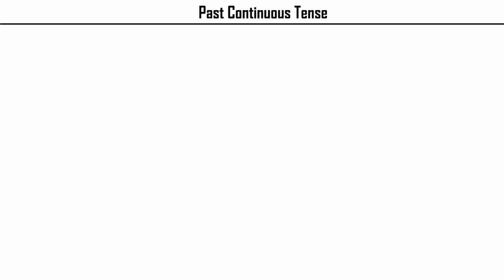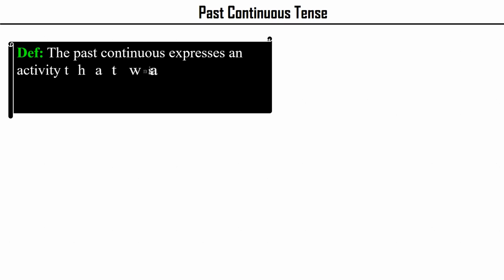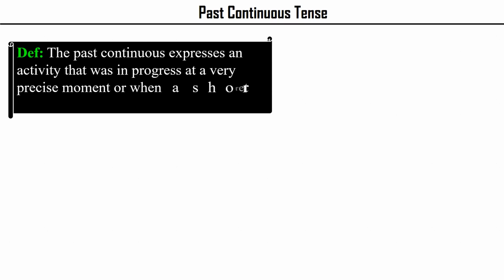What is the past continuous tense? The past continuous expresses an activity that was in progress at a very precise moment or when a shorter event happened. The past continuous tense talks about the duration of an action which was in progress at a very precise moment. Let's look at the diagram.